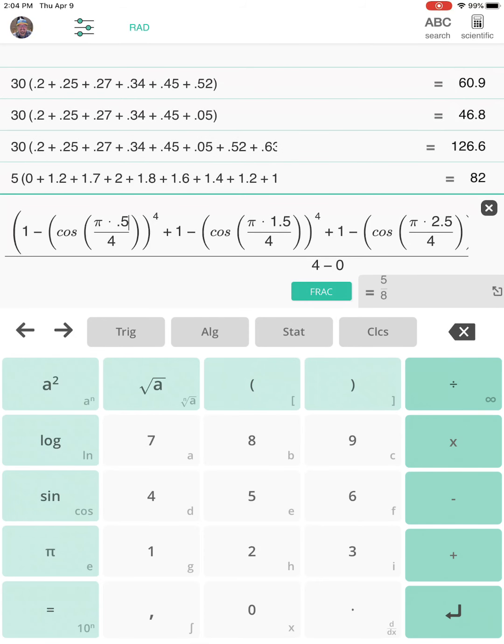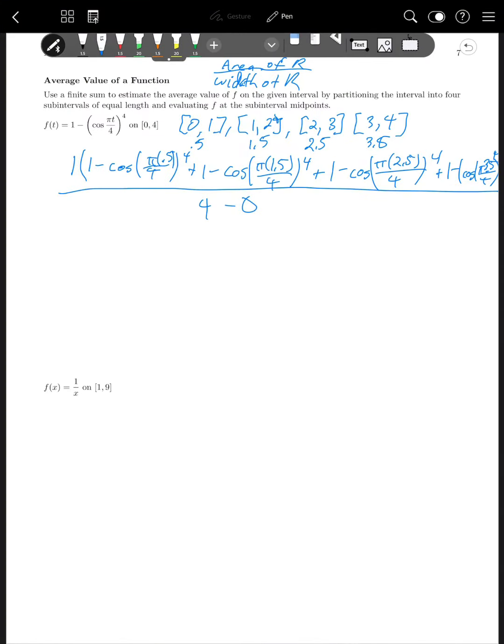Okay, and I think the thing it doesn't like is that I didn't put multiplications in here. So let's go ahead and add those back in and see if that fixes my problem. Okay, it does. And so it tells me the average value here is 0.00, except I'm in degrees, so let's change that to radians because we're dealing with this. So it's 0.625, or in a fraction, 5/8. Okay, so that's all there is to that.